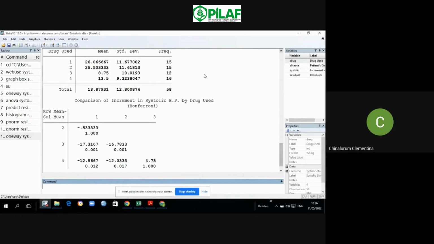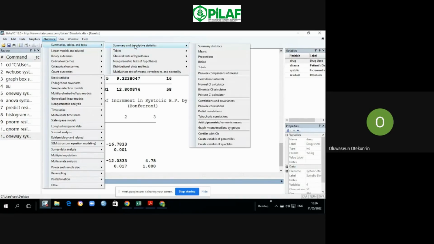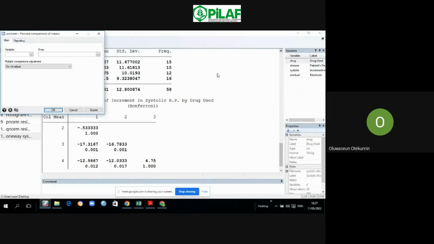Okay, ma. So to get some other comparison tests, we can go to statistics. Summaries, tables, and tests. Then summaries and descriptive statistics. Then we go to pairwise comparison of means. From statistics, go to summaries, tables, and tests. From summaries, tables, and tests, go to summary and descriptive statistics. From summary and descriptive statistics, go to pairwise comparison of means and click that.